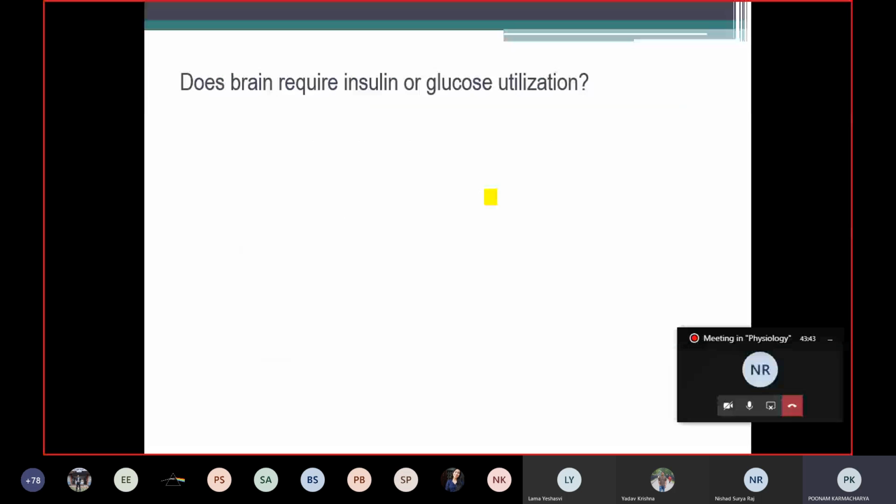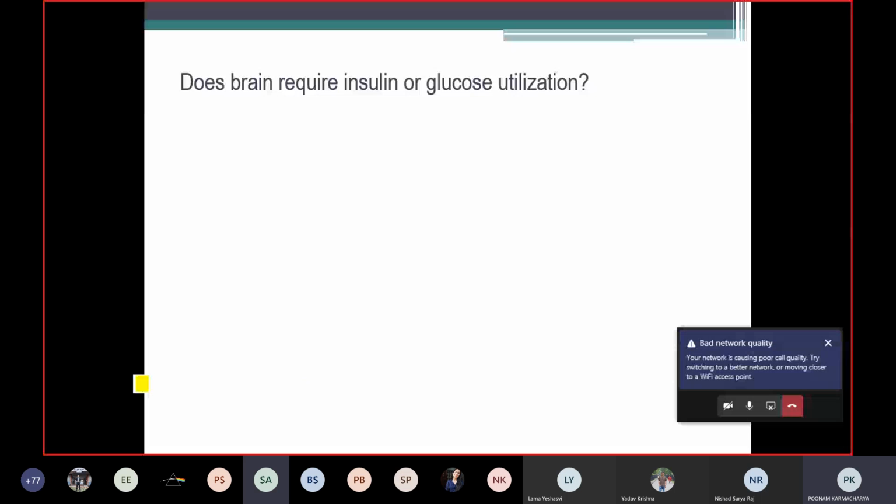Now, the question is, does the brain require insulin for glucose utilization? What do you think? Can anyone answer? No, ma'am. Are you sure? Why not? Why do you think that the brain doesn't require insulin for glucose utilization? Brain is a very important organ, so it does not rely on insulin utilization. Because? Anyway, yes, you are right.